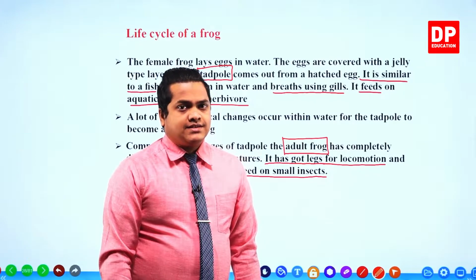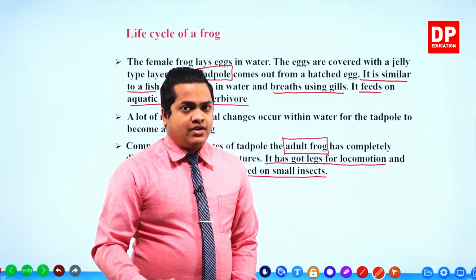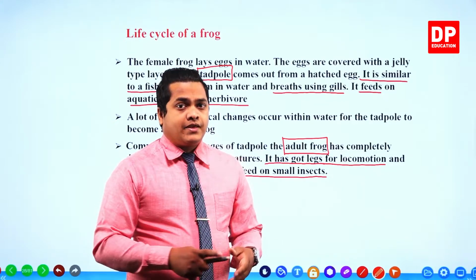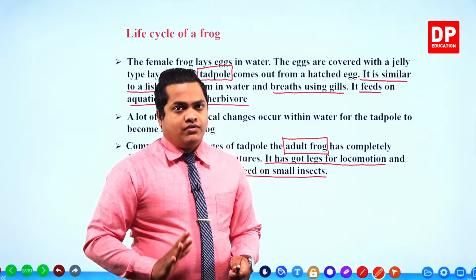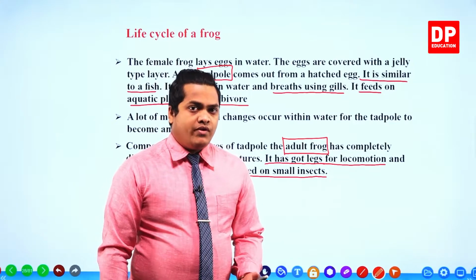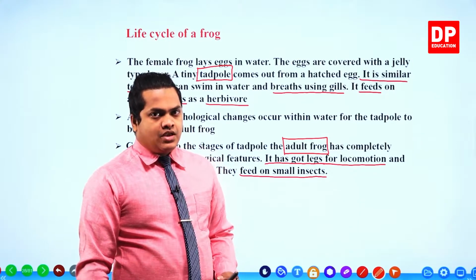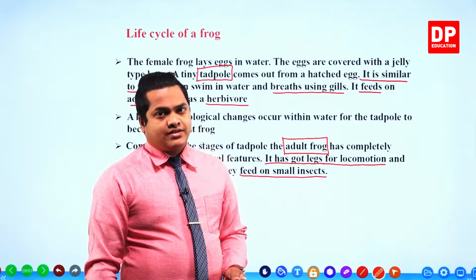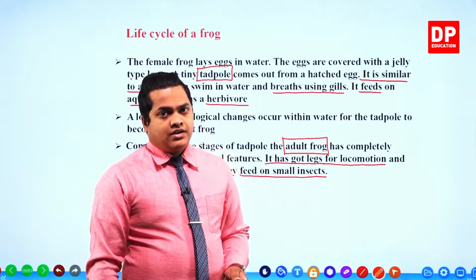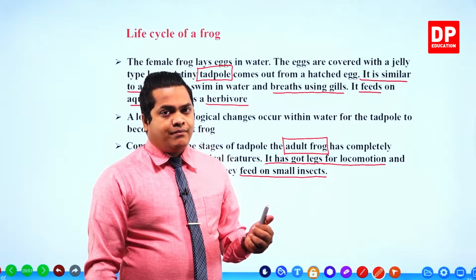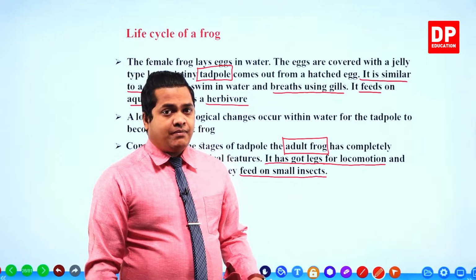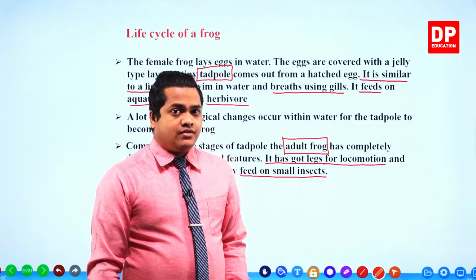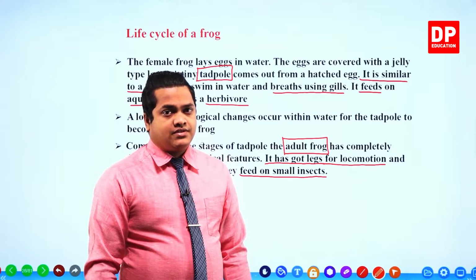Insects are the main food type of the frog. However, if you take the tadpole, the tadpole is not going to feed on insects. As we mentioned earlier, the tadpole is going to feed on aquatic plants as a herbivore. However, frogs are feeding on insects and they are insectivorous.